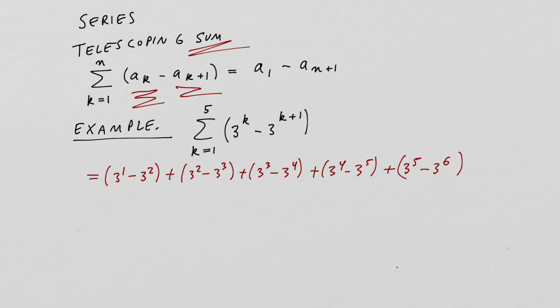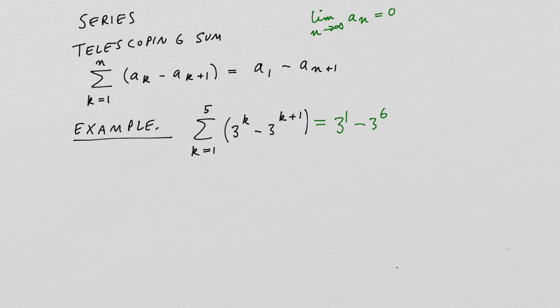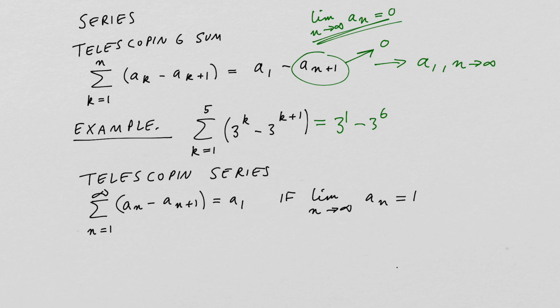something like this. And now most of the terms will cancel out. So the sum of this series is just the first term minus the last term. If the limit of the general term is 0, then by letting n go to infinity, we would obtain that the telescoping sum would converge to a_1. So for telescoping series we have this quite simple formula.